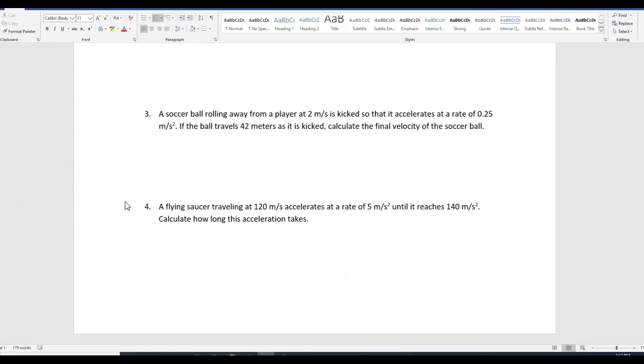Question 4 is another question with constant acceleration. It says a flying saucer traveling at 120 meters per second. Again, based off the units, meters per second, I know that's a velocity. I'm going to keep reading to see if I can figure out which velocity that is, the initial or the final. It says it accelerates at a rate of 5 meters per second squared. So this is going to be the acceleration until it reaches 140 meters per second.